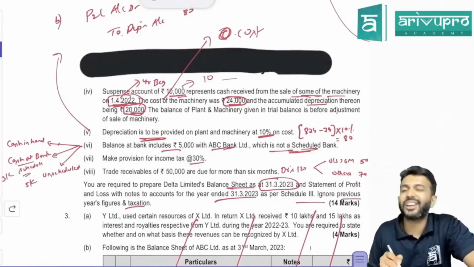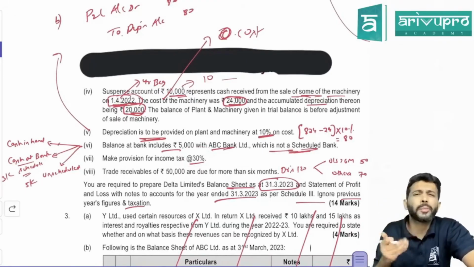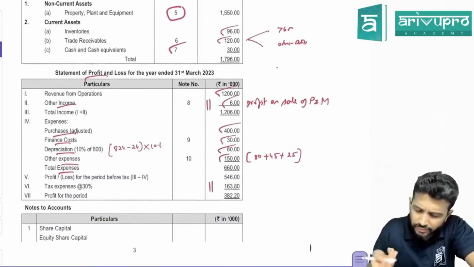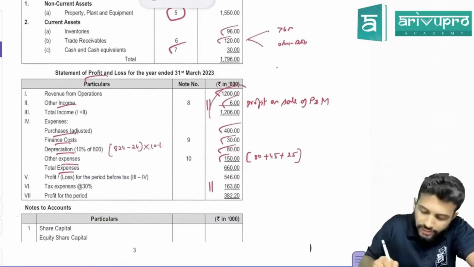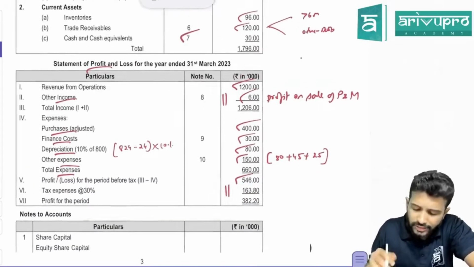Make provision for tax at 30%. This will affect what, sir? In P&L account, you have to make provision for tax at 30%. Finally, what is the profit you got? In fact, I think P&L, everything we have ticked off, no? So all income ticked, all expense ticked. Income minus expense only is profit. So calculate tax at 30%.